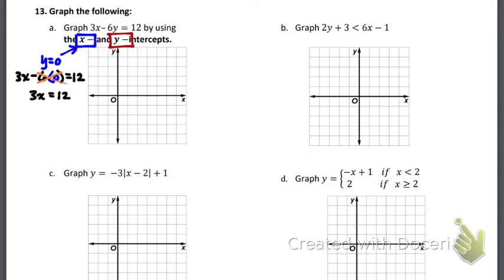How do I get x by itself? Divide both sides by 3. So x is what? 4. So my x-intercept is 4, 0, because we put a 0 in for y in the equation. 1, 2, 3, 4. So right here.